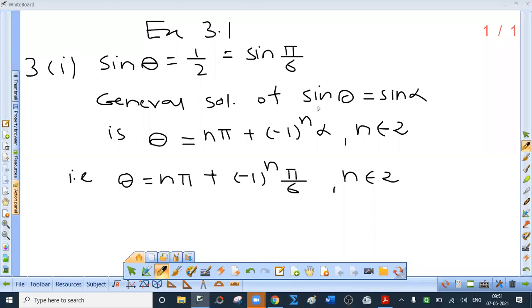Now what is the general solution of sin theta equal to sin alpha? Theta equal to n pi plus minus 1 raised to n alpha, n is an integer. So for this equation, sin theta equal to half, theta equal to n pi plus minus 1 raised to n into pi by 6, where n is an integer.